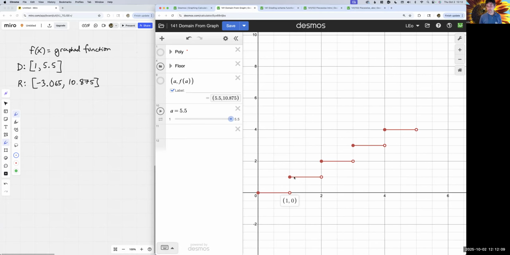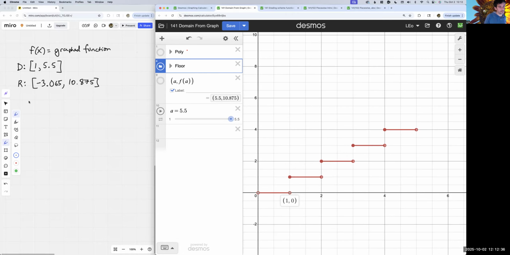And now when we start putting in numbers between 1 and 2, anything bigger than 1 but less than 2, will spit back a 1. 1.55, the first integer below it is 1. 1.74, the first integer below it is 1. And so for all of these inputs, the output is 1. And then we jump to 2, and then we jump to 3, and so on.